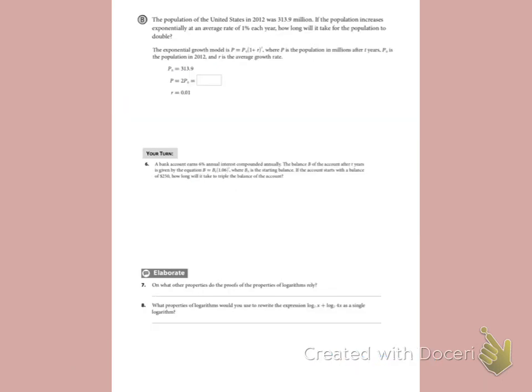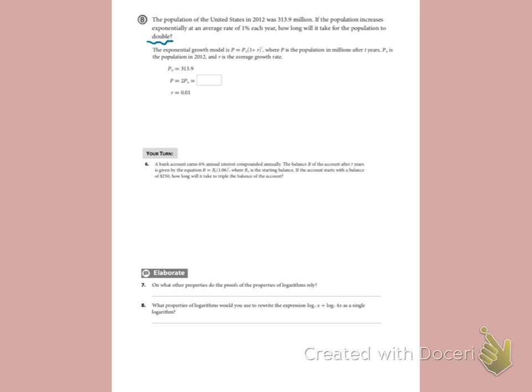So this is a problem we have actually already solved before. Maybe not this exact scenario with these numbers, but we've solved quite a few problems like this already using our graphing calculator method. So the population of the United States in 2012 was 313.9 million. If the population increases exponentially at an average rate of 1% each year, how long will it take for the population to double?